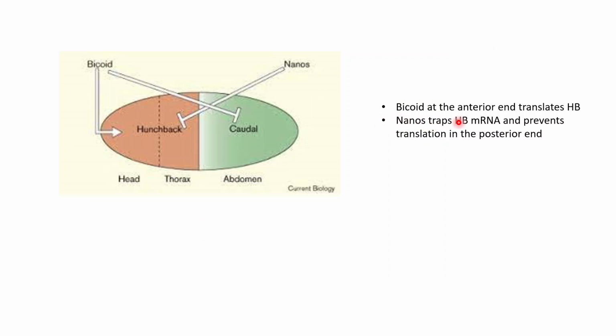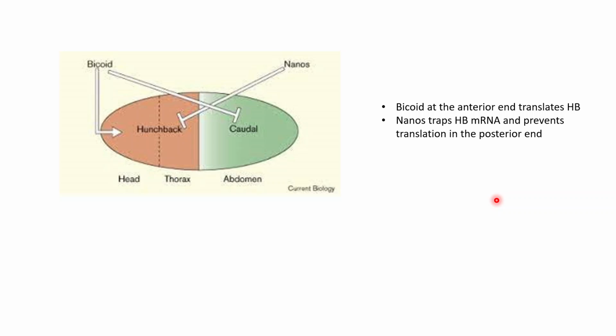So in summary, bicoid at the anterior end translates HB, HB is hunchback, while inhibiting caudal. Nanos traps HB mRNA and prevents translation in the posterior end. So these are the two correct answers: bicoid translates HB while nanos inhibits HB. HB here refers to hunchback. That's why we have an anterior high to posterior low gradient of hunchback protein. I hope this is clear. It's a pretty simple explanation, and you gave the answer correctly, but you just missed one statement.